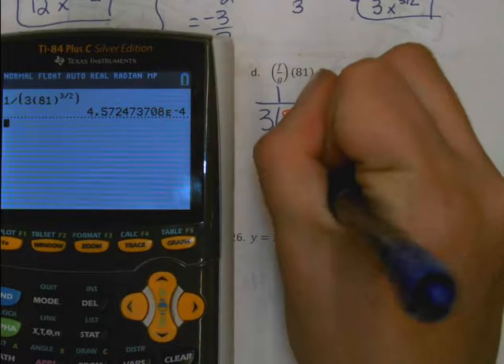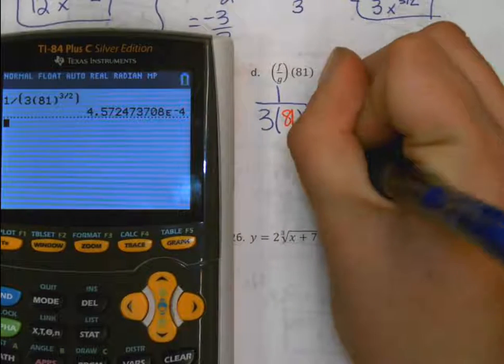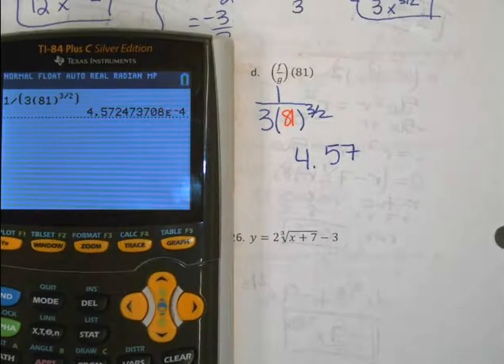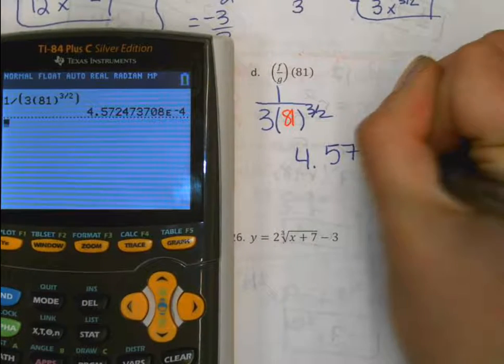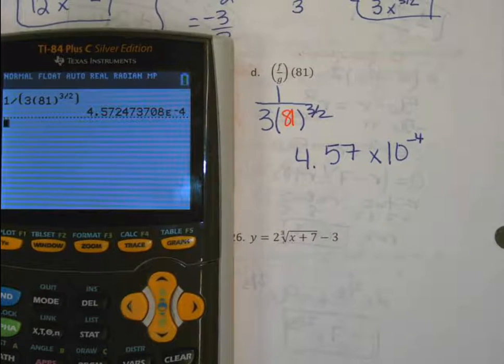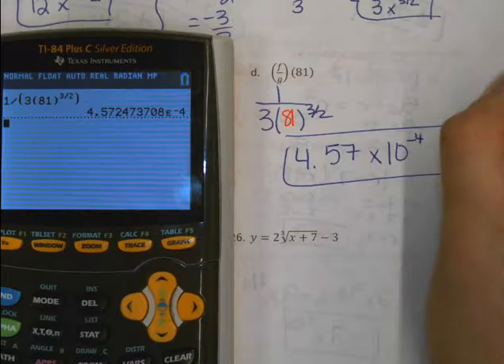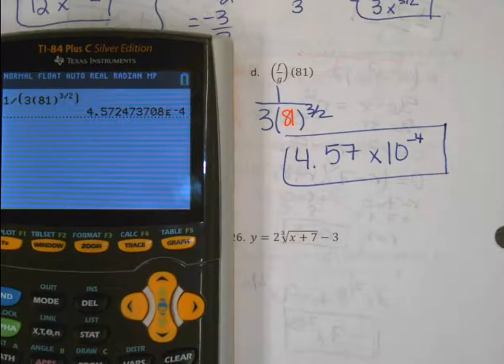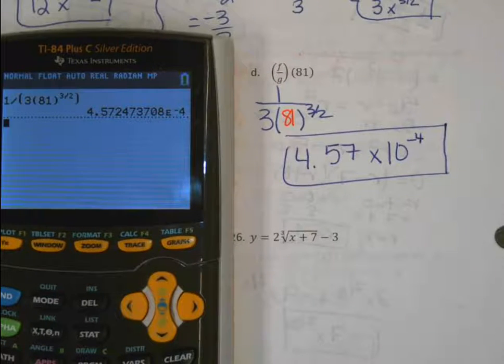It works out nicer on the test, I promise. So this is 4.57. The little tiny e is scientific notation. It means 10 to the negative 4. But on the test, it should turn into a nice fraction. The e means it's scientific notation, so it's times 10.